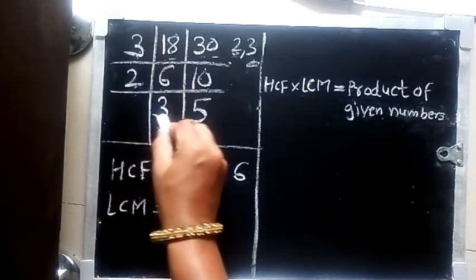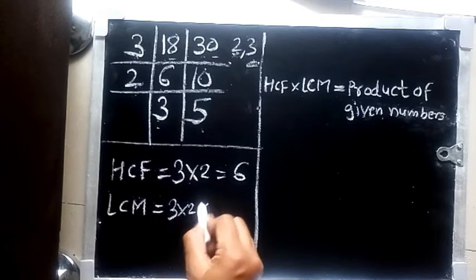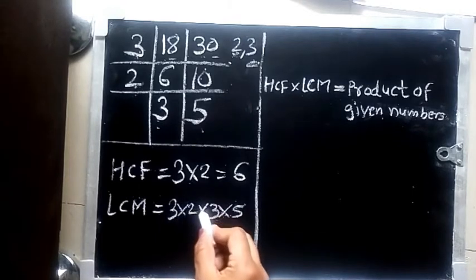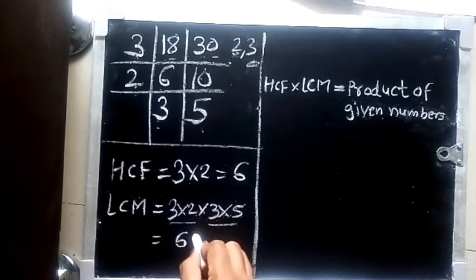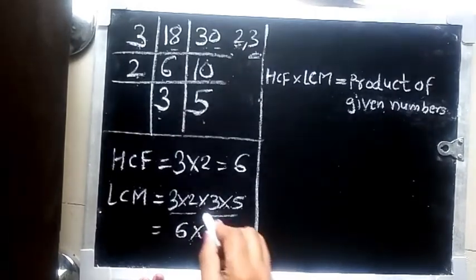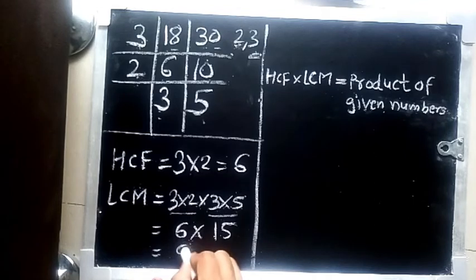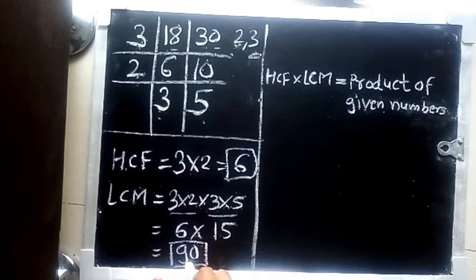And the LCM is common and uncommon number multiplication: 3 into 2 into 3 into 5. 3 twos are 6. 3 fives are 15. And 6 multiplied by 15, answer is 90. HCF is 6 and LCM is 90.